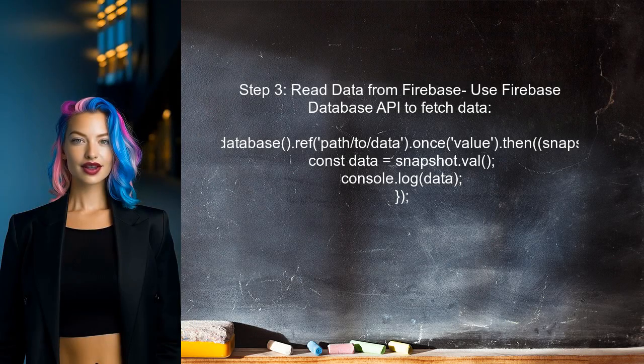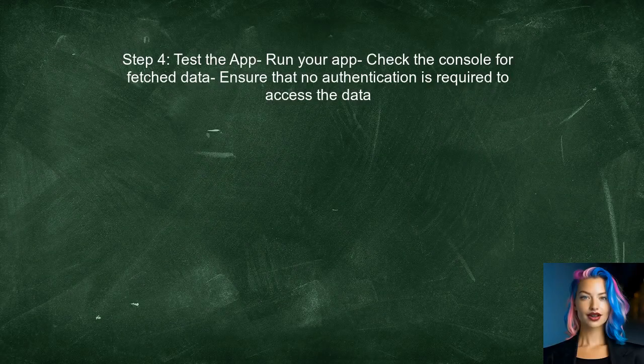Now, the user can implement the functionality to read data from the database. This can be done by using the Firebase Database API to fetch the data. Finally, the user should test the app to ensure that data can be read without any authentication. This can be done by running the app and checking the console for the fetched data.